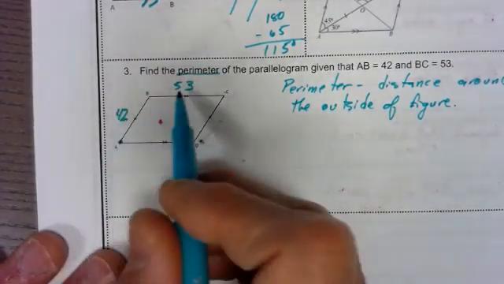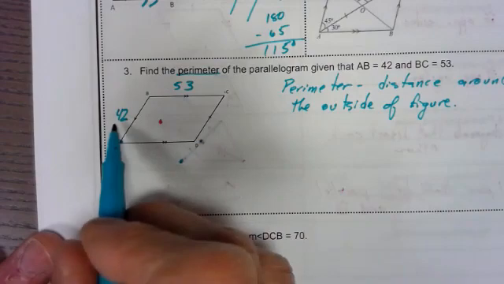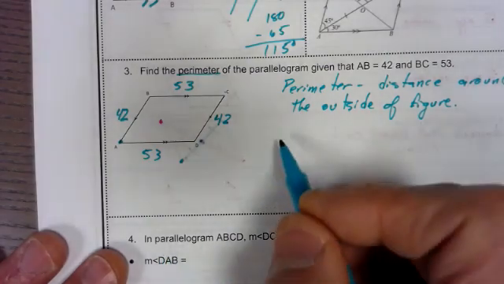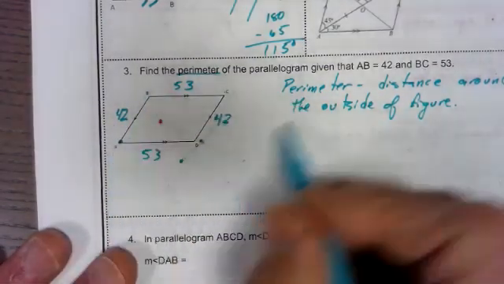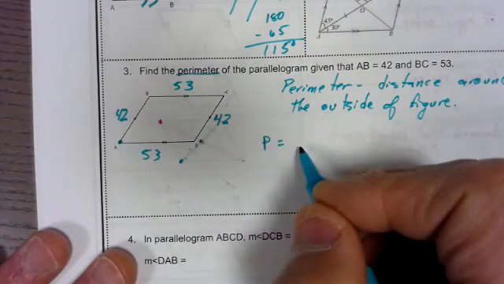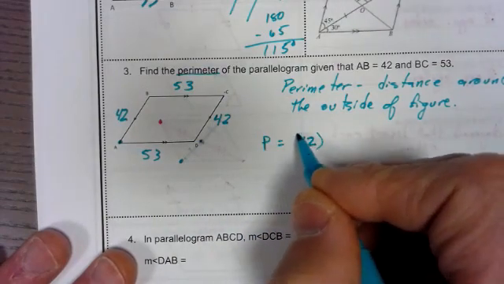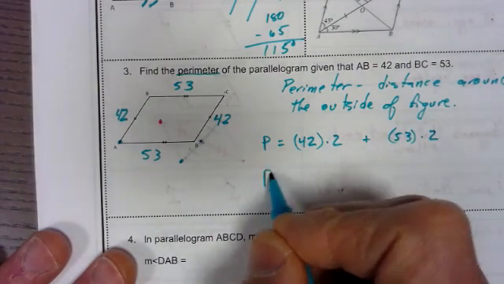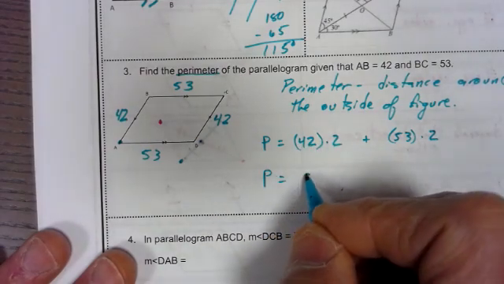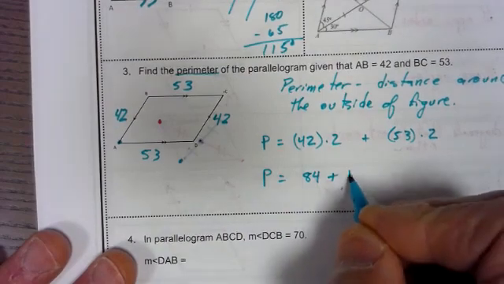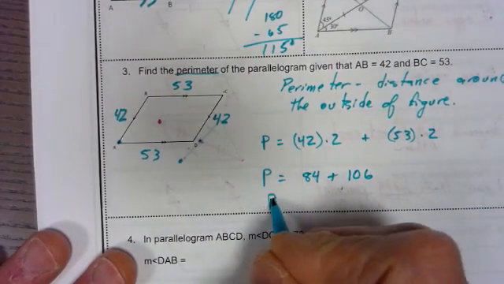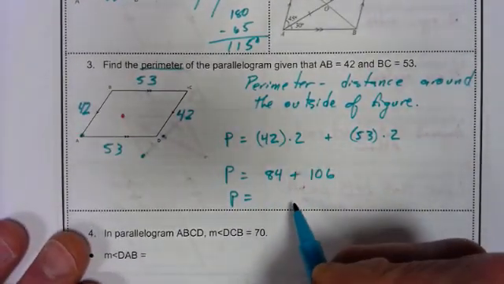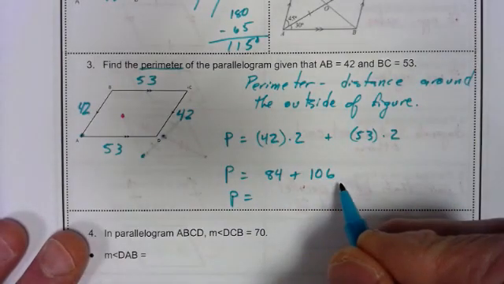Well, we only know 2 sides of the parallelogram, but what we learned earlier is that the opposite sides of the parallelogram are congruent to each other. So that means this is 42 and this is 53. So what I can do is add all of those together to get the perimeter. So the perimeter equals 42 times 2 plus 53 times 2. So then the perimeter is going to equal 42 times 2 is 84 plus 53 times 2 is 106. So the perimeter is going to equal 84 plus 106. That's going to give me, oh my gosh, 190.